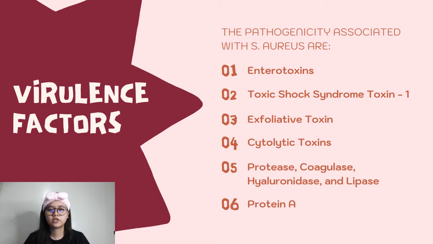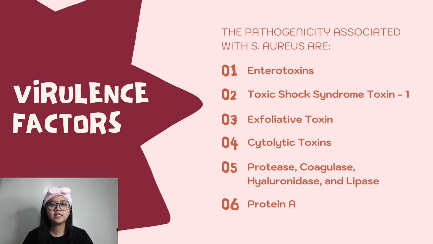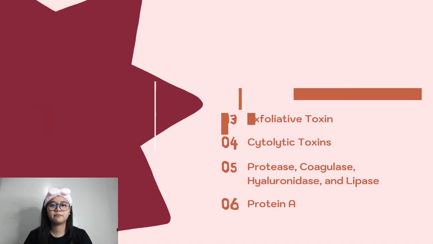Cytolytic toxins are toxins produced by Staphylococcus aureus that affect the red blood cells and leukocytes. For the enzymes, the protease, lipase, and hyaluronidase are capable of destroying tissues, and it may facilitate the spread of infection to the adjoining tissues. The protein A is a component of the cell of the S. aureus. It has the ability to bind to immunoglobulin G or IgG, which blocks or inactivates phagocytosis and negates the protective effects of IgG.